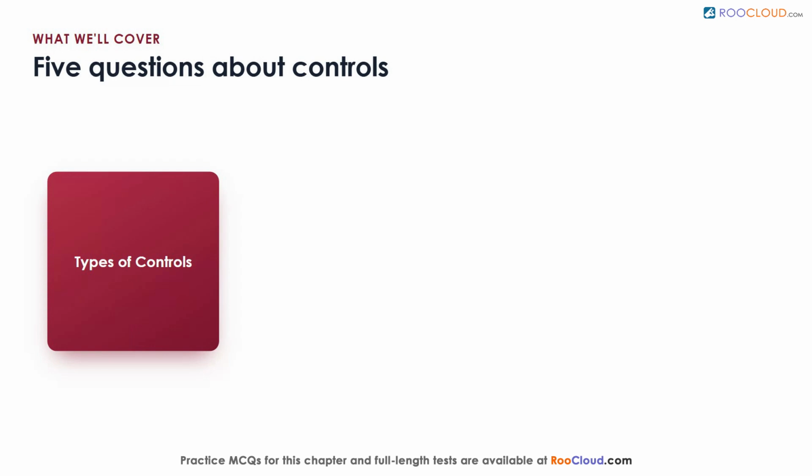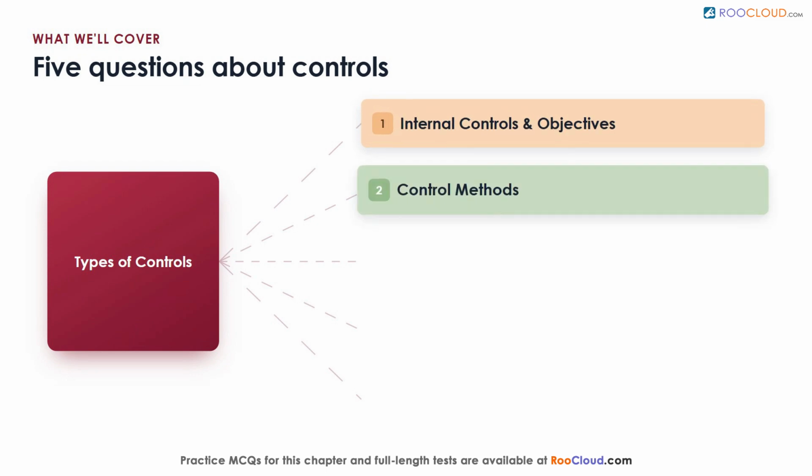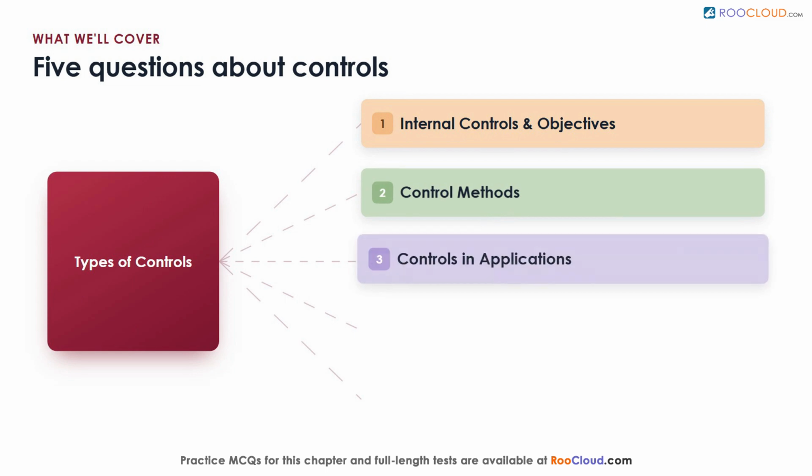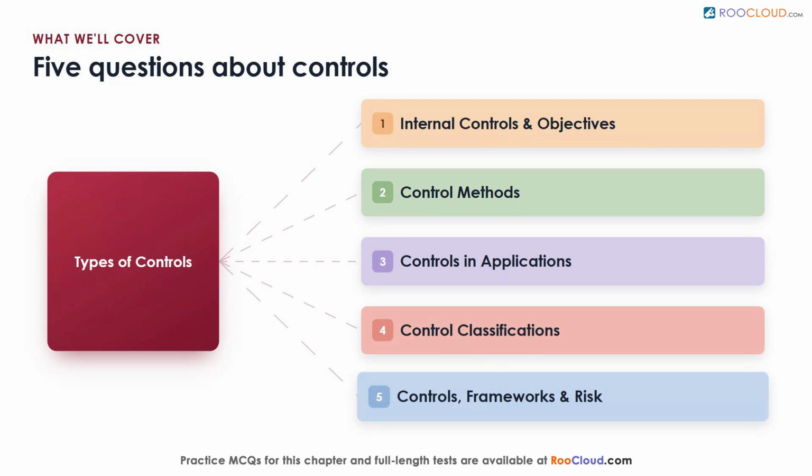We'll answer several questions. What is an internal control and what should it achieve? How do we group controls by method and by purpose? How do controls live inside business applications? And how do they connect back to risk?